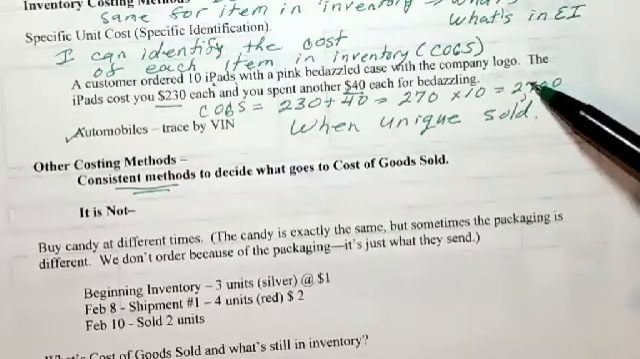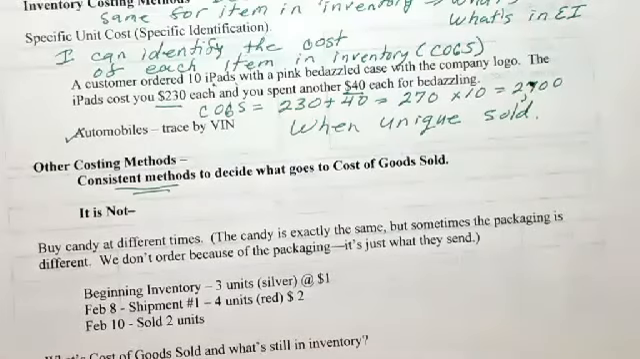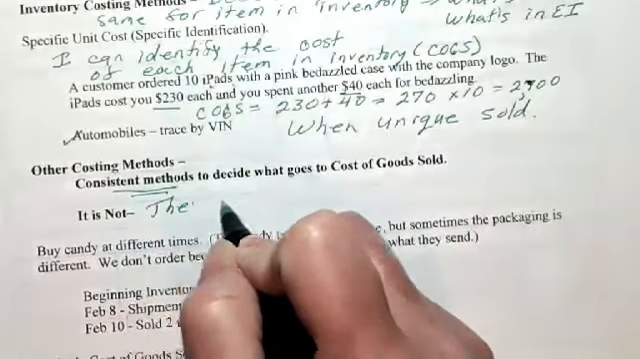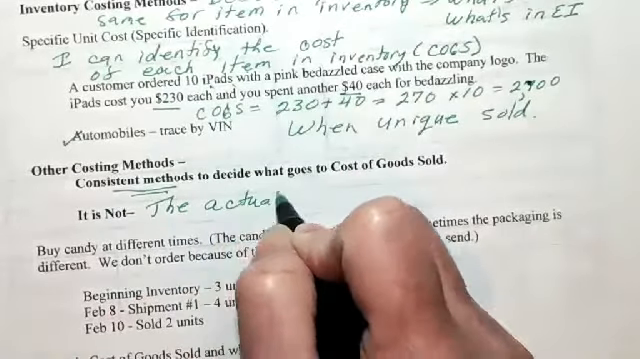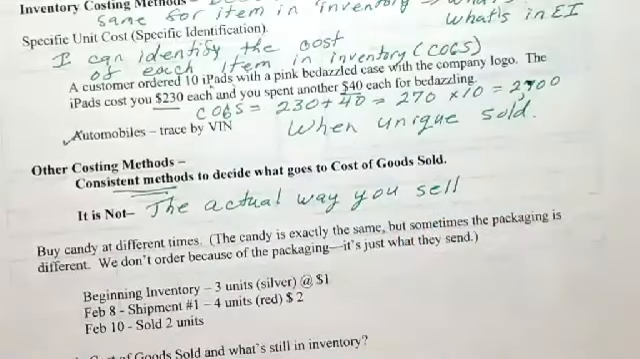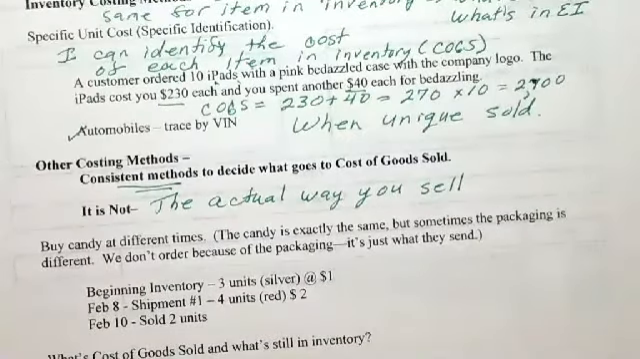It's not like up here where the bedazzled ones are the ones that are sold and everything else is still on the shelf. It's just a way that we'll do it the same way every time. It's not, again, the actual way you sell them, though when we talk about it, sometimes we talk about it as if it is. We want the cost of goods sold to match the revenue generated in some consistent way.